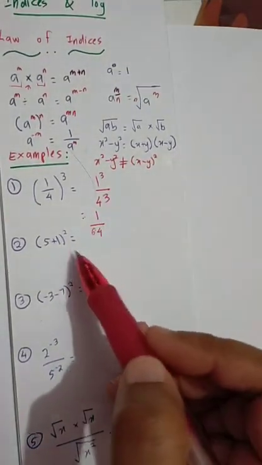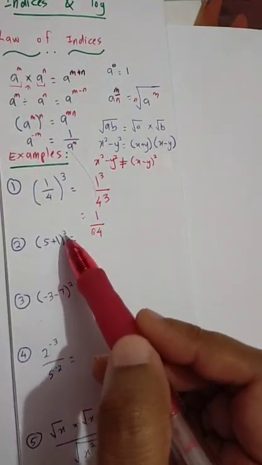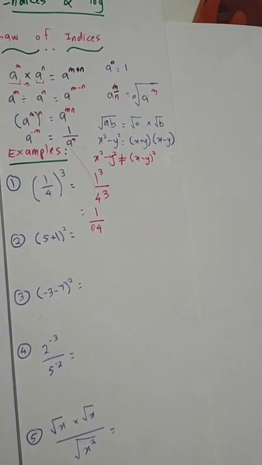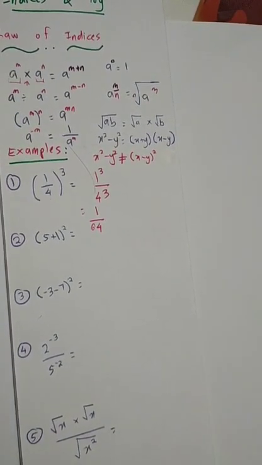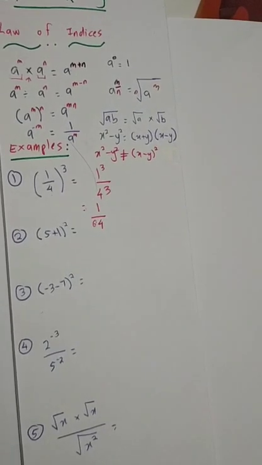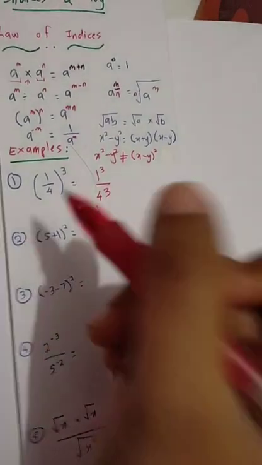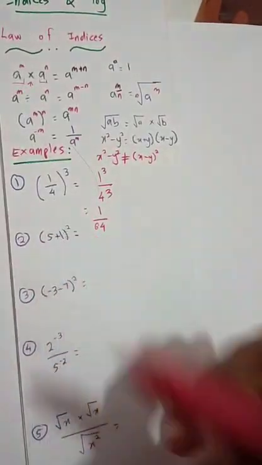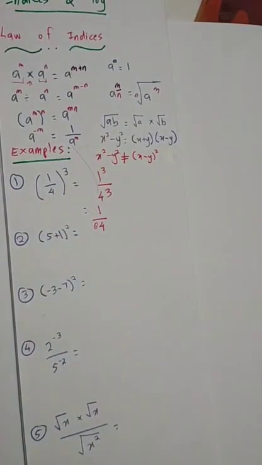Okay, for the next question, we have (5 + 1) to the power of 2. You can't do the same for this one. Never do it. If, let's say, you have (x + y) to the power of 2, don't say it is equal to x squared plus y squared. It's wrong. You have to solve the bracket first. If it is not a number, then you have to expand the bracket.